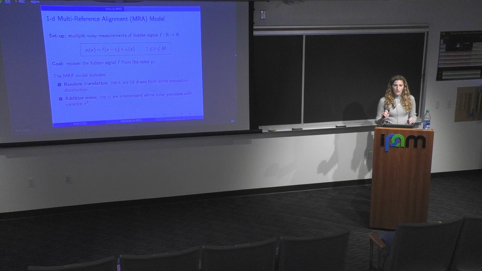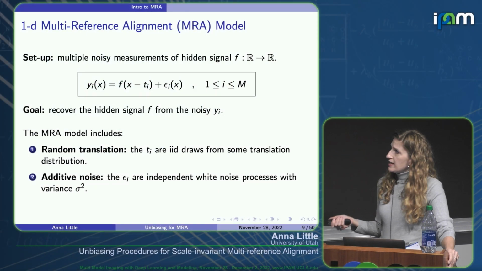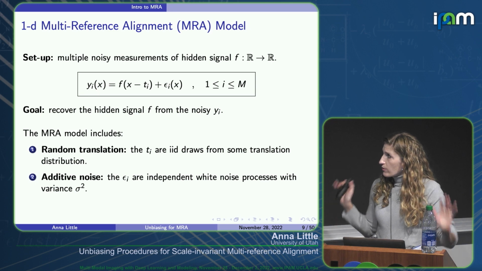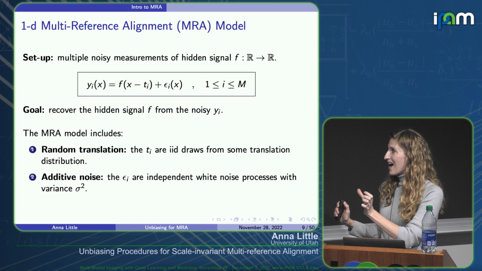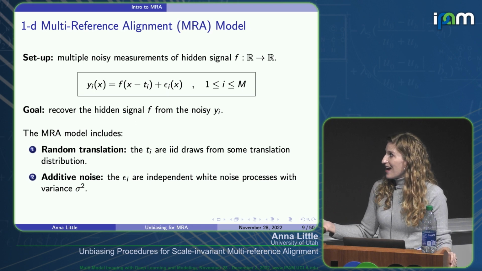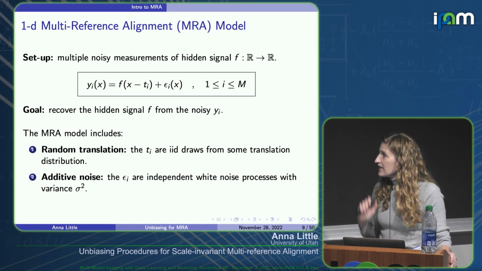Okay. So probably the simplest toy model for studying these kinds of problems mathematically is known as the one-dimensional multi-reference alignment model. And what's the basic setup? For now, we're going to simplify our lives and just think about having a one-dimensional signal f, which we're trying to learn. So we have a 1D function f. We want to learn f, but we can't observe it directly.